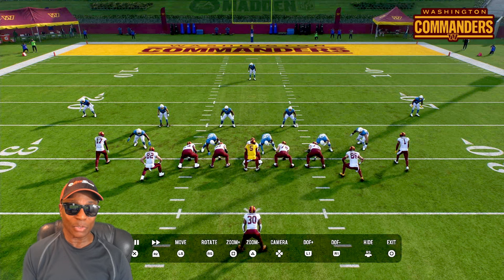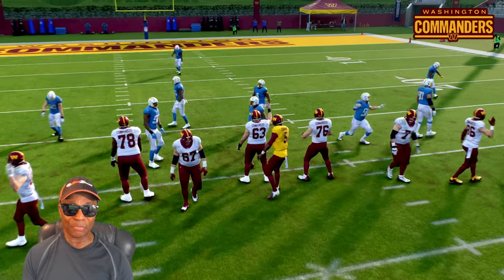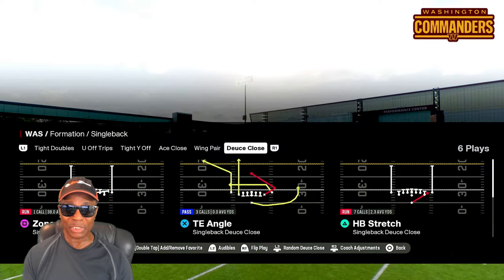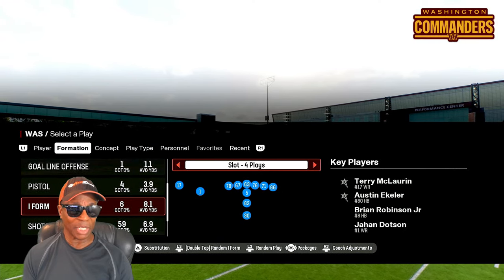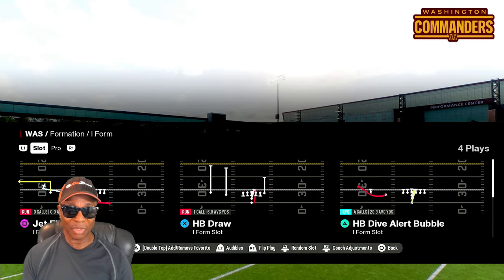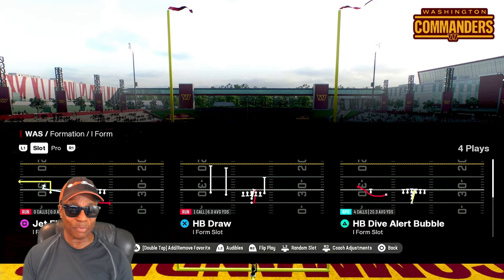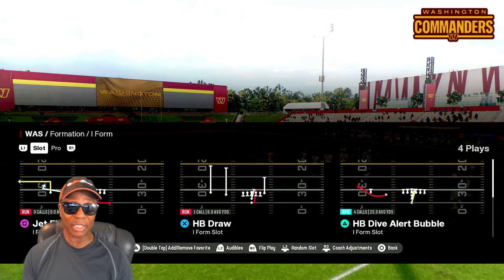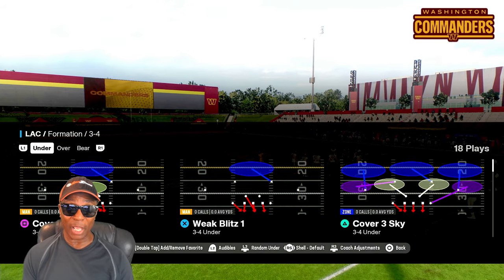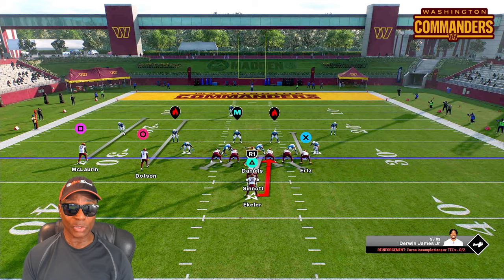Okay, let's try a different play, guys. Let's probably go to the I formation. Do I have some run plays in I formation? I don't remember. I don't know if halfback draw will work, because they do pass blocking and then run blocking, so the guys might try to come through. Okay, we'll try it. Let's try a cover three sky. All right, okay, there's the hole.